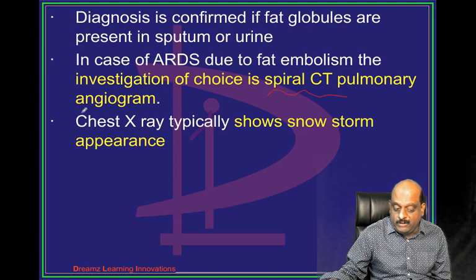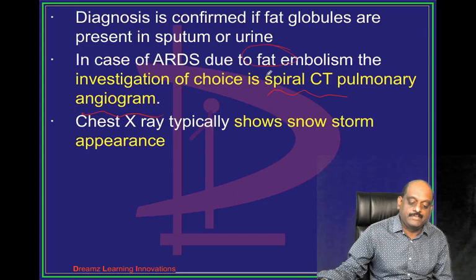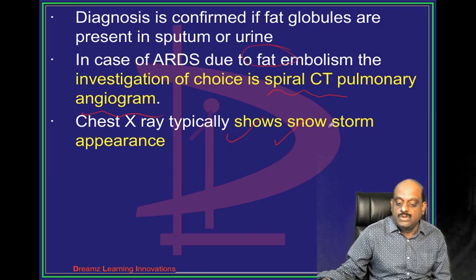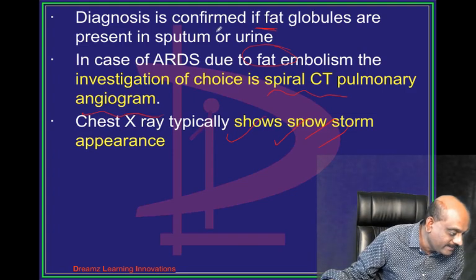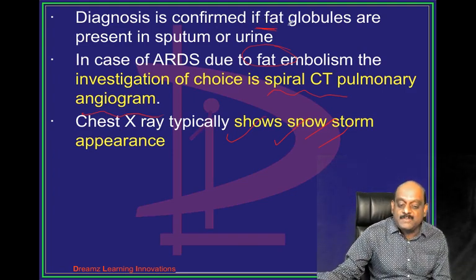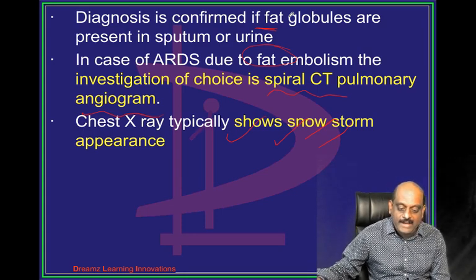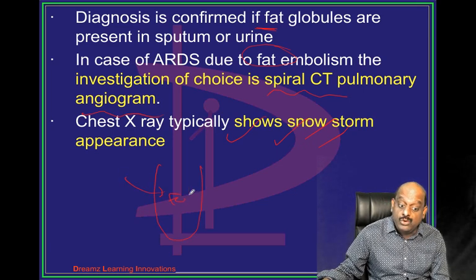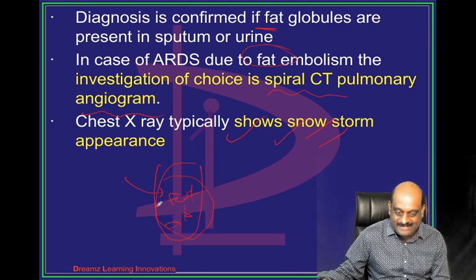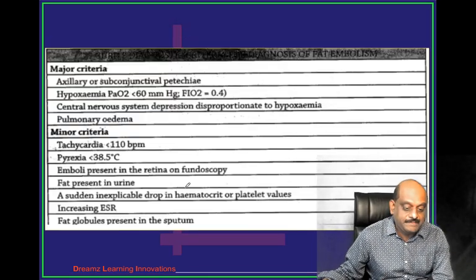Now doctor, spiral CT pulmonary angiogram is the investigation of choice in case of fat embolism, and chest x-ray will show snowstorm appearance. And if you are suspecting fat embolism, what is another very good way? Urine sample may show fat globules, which is the thing that will help you to make the diagnosis.